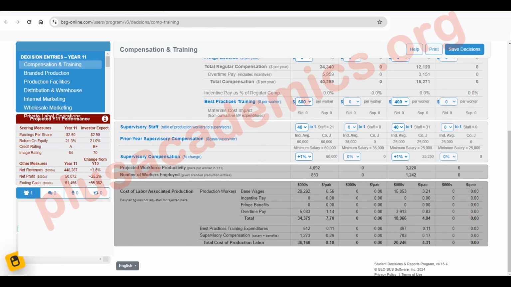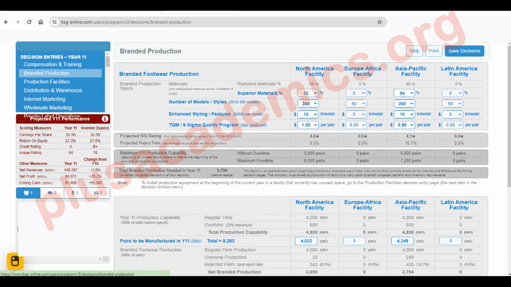Maybe later we are going to come back and try to make additional changes, but for now what we have is okay. So let us go to the next section of the BSG year 11 decisions, which is branded production. Remember, we have said that we are going to use the low-cost strategy, and this is the place where we are going to make those decisions for low cost. The first thing that we're going to start with is the superior material, and you can see in North America we have reduced to 20, and in Asia Pacific we have reduced to 10.